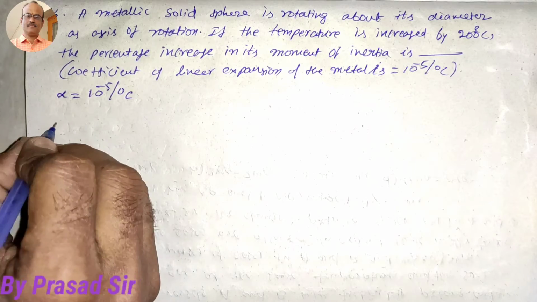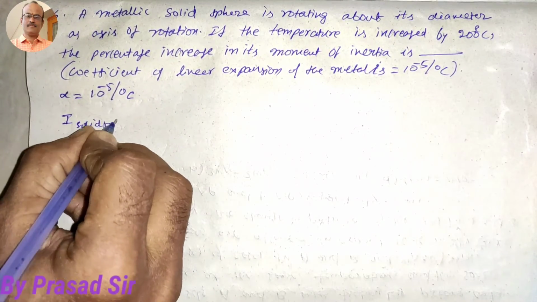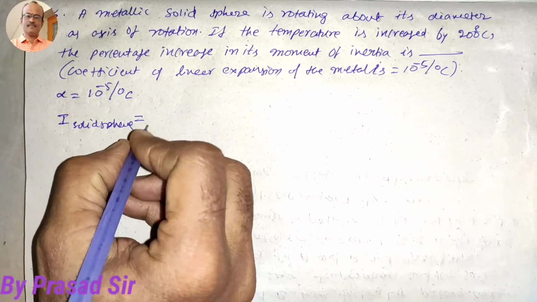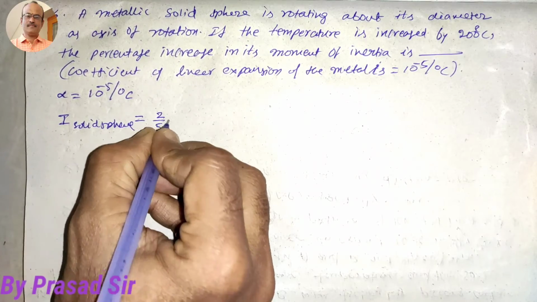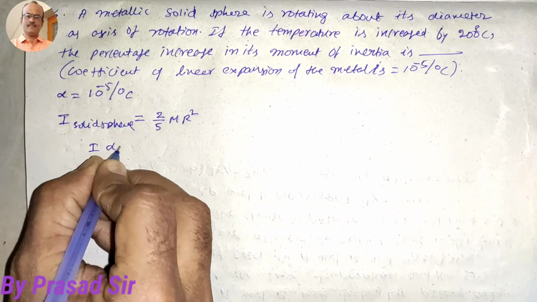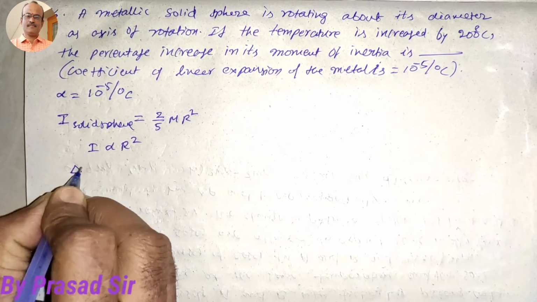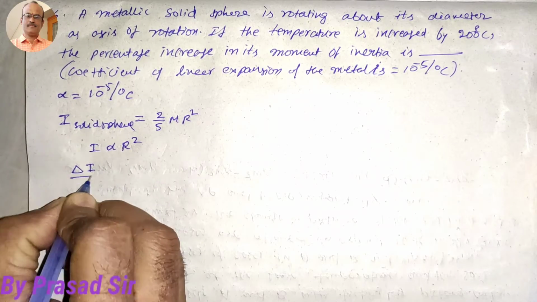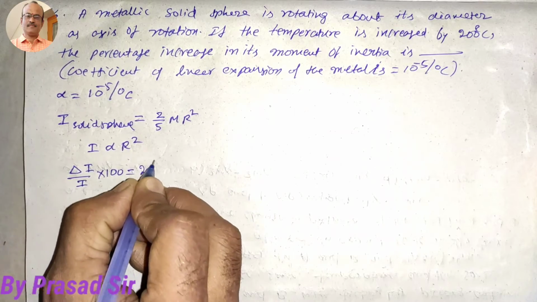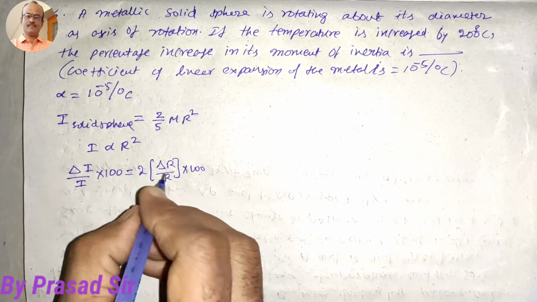So this is given, and here the moment of inertia of a solid sphere is rotating about its diameter. So that means I is equal to 2 by 5 m r square. So from this, moment of inertia is directly proportional to r square. So that means if you want to take the percentage change, delta I by I into 100 is equal to 2 times delta r by r into 100.